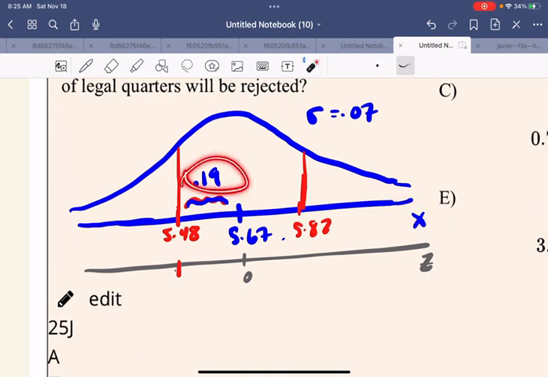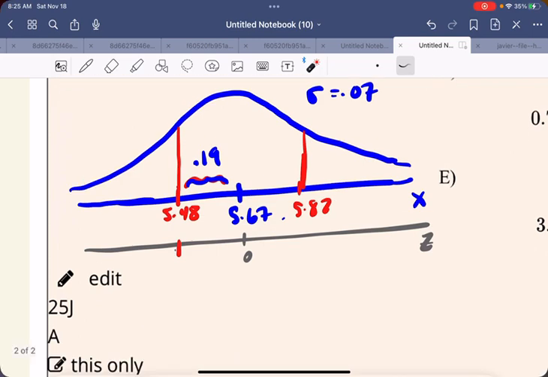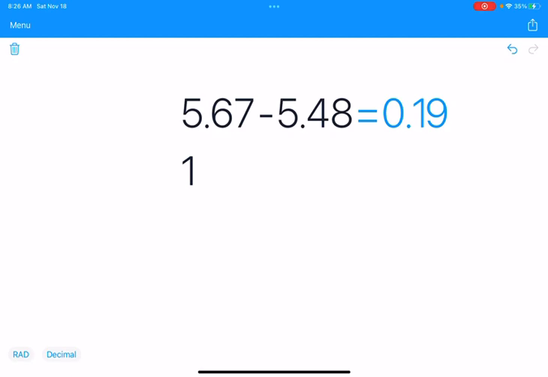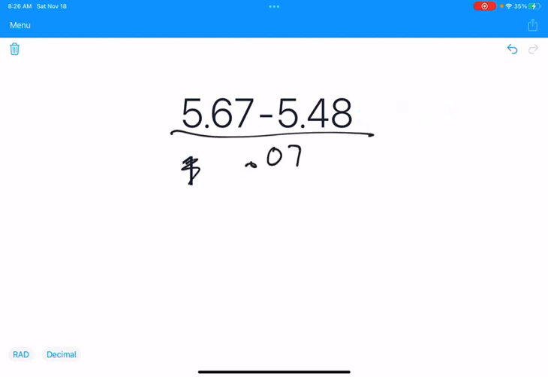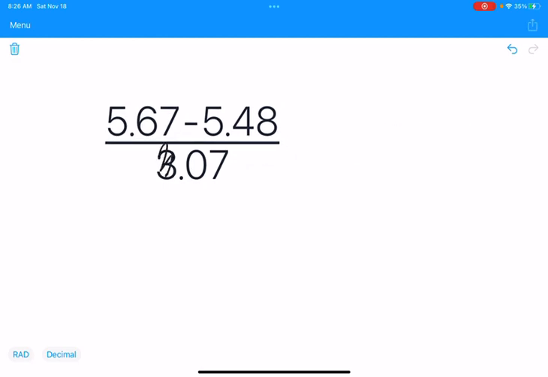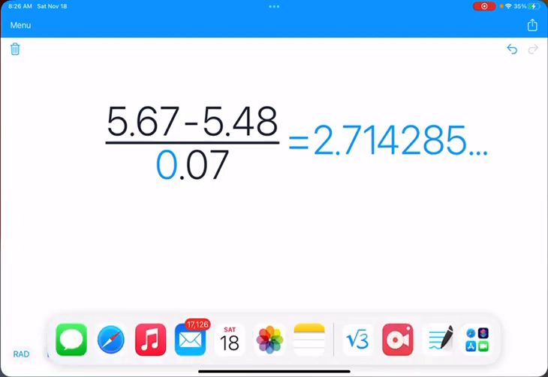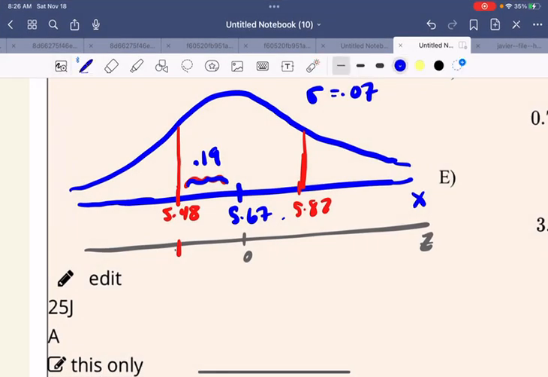Now we have to take that difference and convert it into standard deviations. How do you convert it? Well, 0.07 is one standard deviation. So how many 0.07s can fit there? Well, we'd have to divide, right? So we'd do 0.19 divided by 0.07. That gives me 2.71. Because it's on the left, I bet that number is negative.